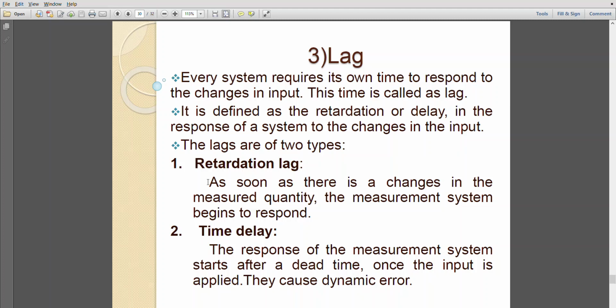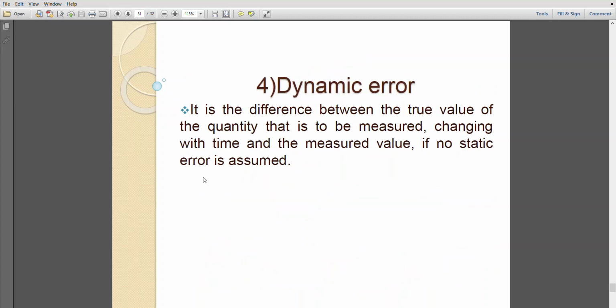Time delay: the response of the measurement system starts after the dead time, or after the time of no response once the input is applied. This period is called time delay. They cause dynamic errors. What is a dynamic error? It is the difference between the true value and the quantity that is to be measured, but here the quantity to be measured is changing with respect to time. This results in a dynamic error, assuming there is no static error.